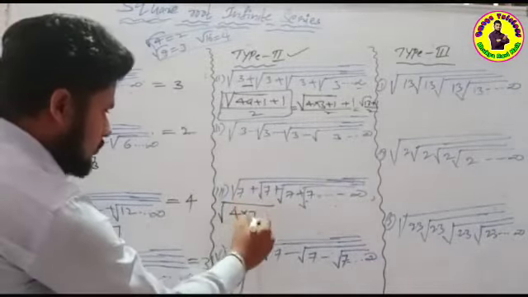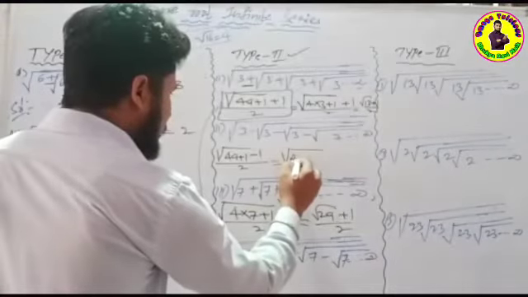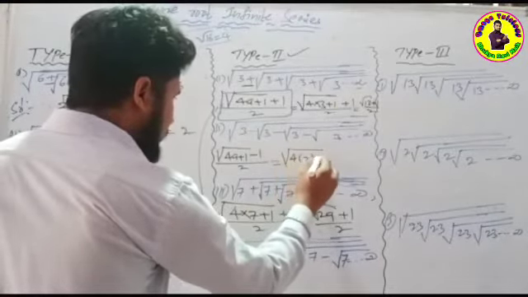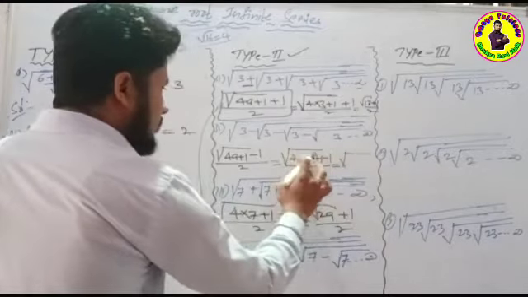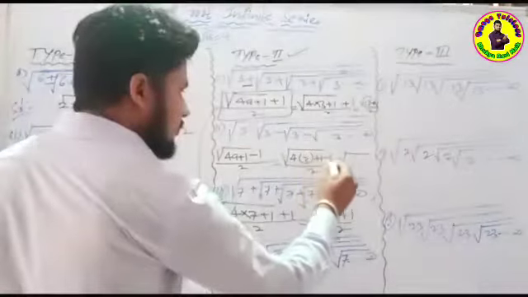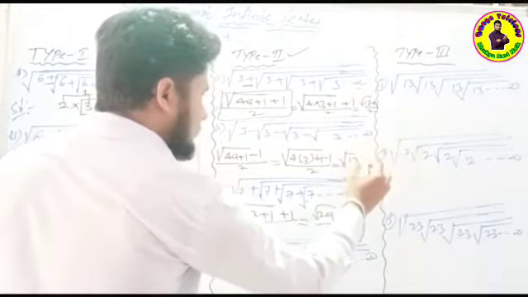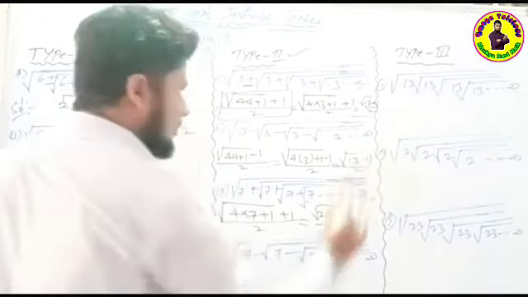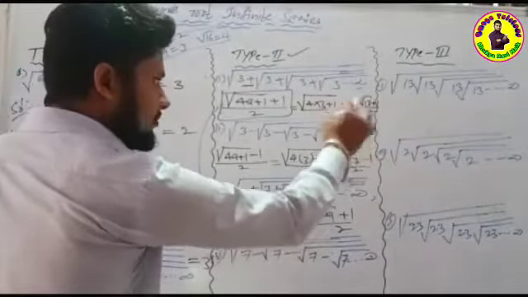So right, next one, under root of 4 into a value, how much? 3, plus 1, minus 1, divided by 2. Under root of 4 times 3 is 12, plus 1 is 13, 13 minus 1, divided by 2. So root 13, and this minus 1 is separately, divided by 2. See, here plus is given, plus; minus is given, minus. That's it. Okay, right.